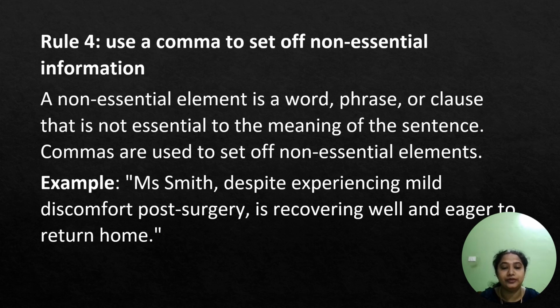So the fourth rule is use a comma to set off non-essential information. What is non-essential information? Non-essential information is words or phrases or clauses that are non-essential to the meaning of the sentence. So without that also the sentence will have a meaning. And if we are putting these non-essential elements in a sentence, they should be separated with commas.